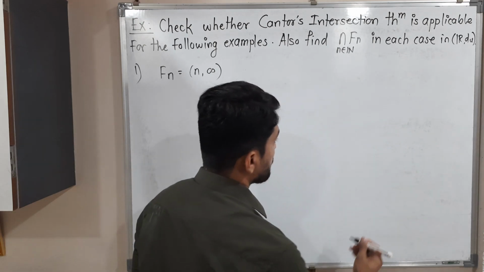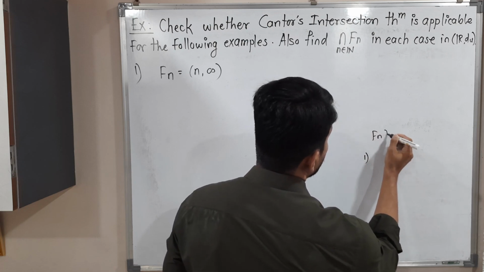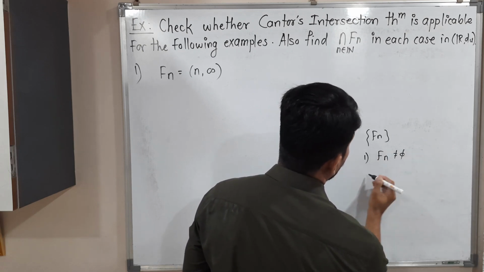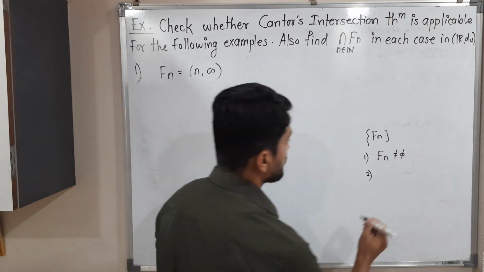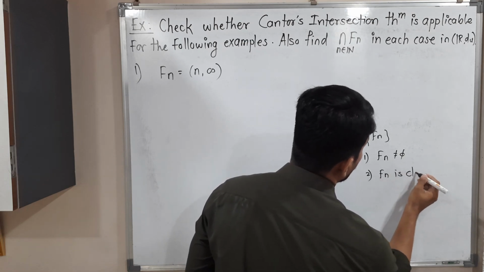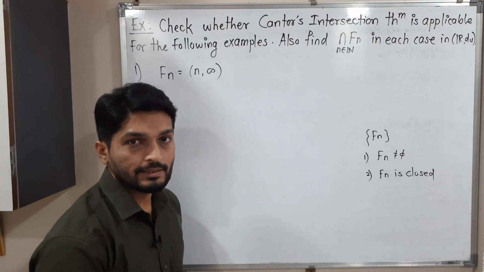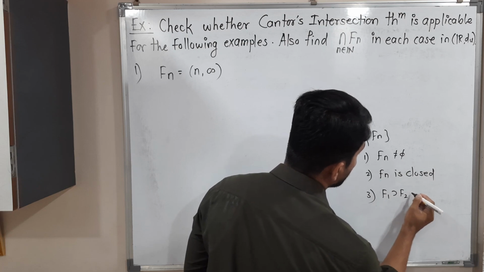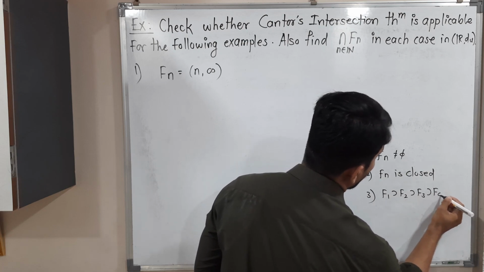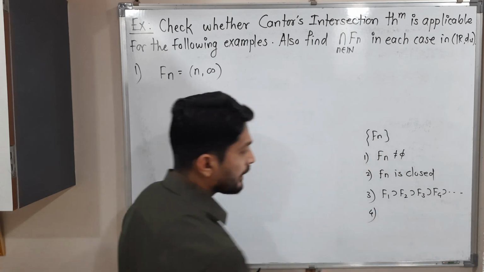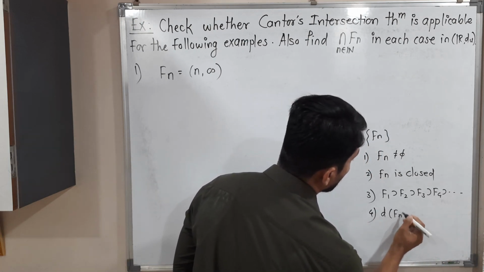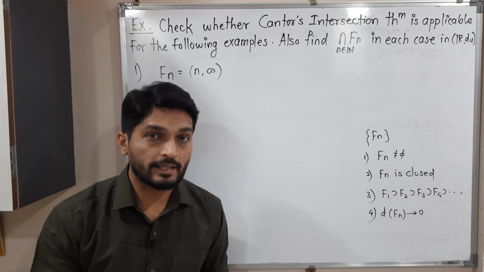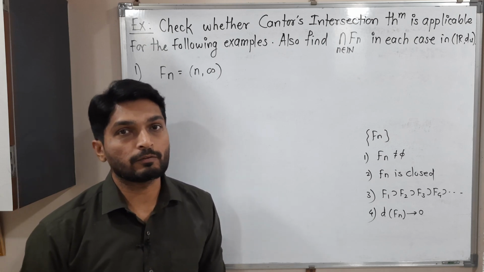Cantor's intersection theorem says we should have a sequence of sets Fn such that each set is non-empty. This is the first condition. The second condition is each Fn is closed. Each set should be a closed set. Third condition, it should be a decreasing sequence. That means F1 contains F2, F2 contains F3, F3 contains F4, and so on. And the last condition, the diameter of Fn must go to 0 as n tends to infinity. If all these four conditions are satisfied, then only Cantor's intersection theorem will be applicable.